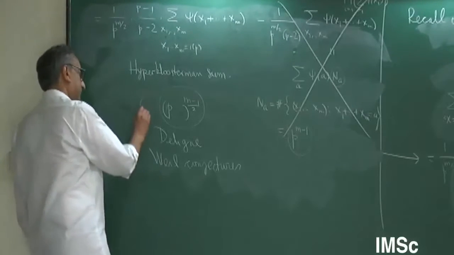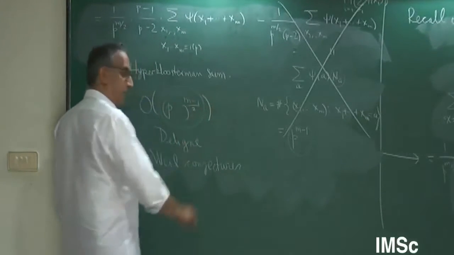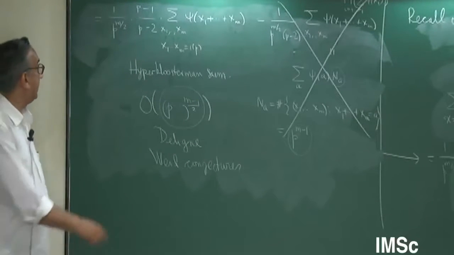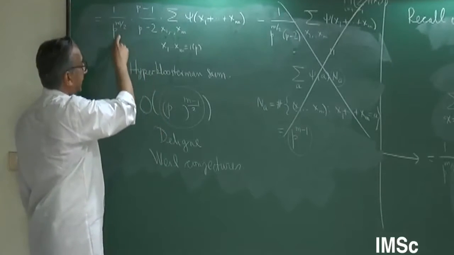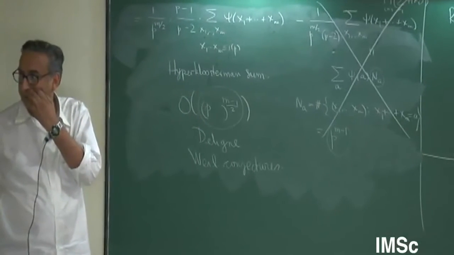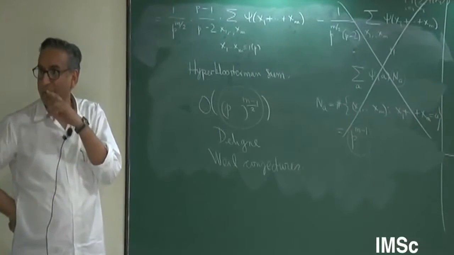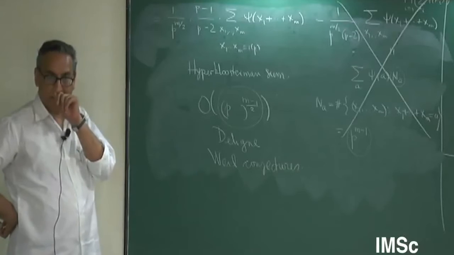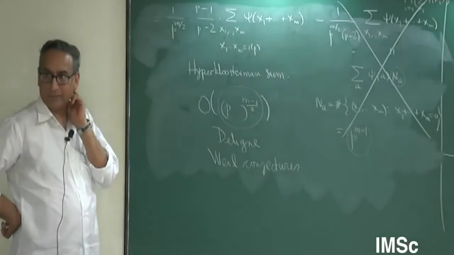O of p to the power (m minus 1) over 2, where the implied constant is some fixed one. Okay, so that is enough now, because we have 1 over root p finally, which goes to 0. So in order to answer the question of equidistribution of the angles of Gauss sums, you need the Weil conjectures.